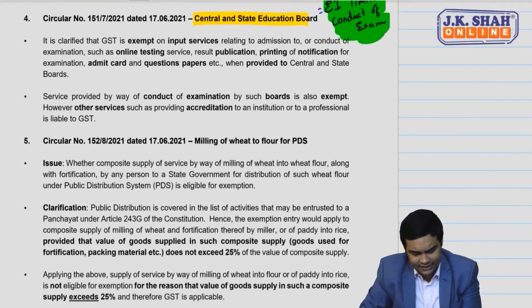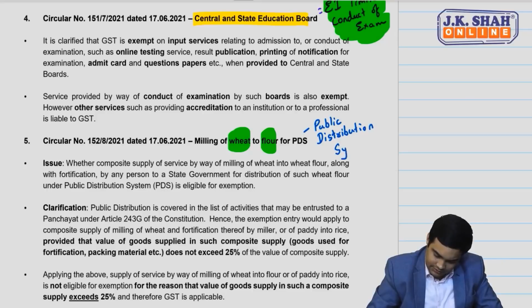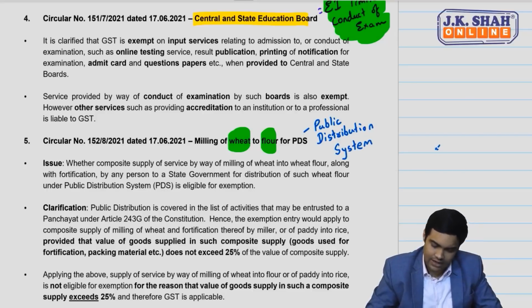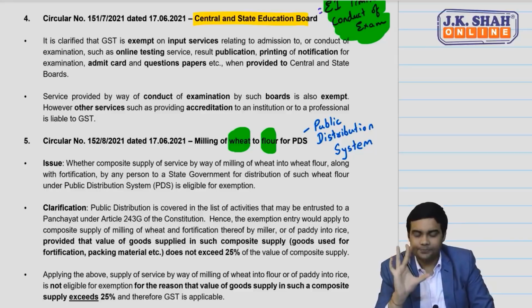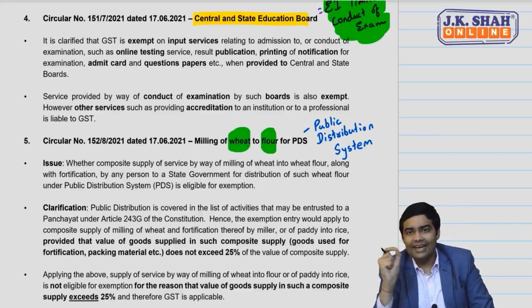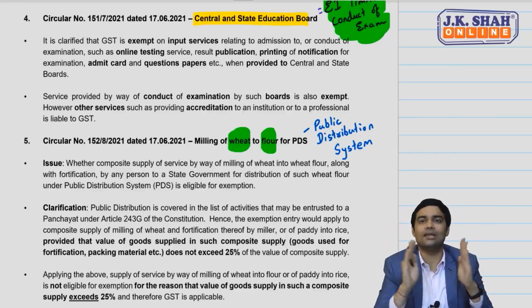Now, again a very interesting circular, which is milling of wheat into flour for PDS. What is PDS, people? Public Distribution System. Now, understand this. There is an exemption entry related to government. Which one, sir? Any pure service provided to government relating to a function entrusted under 243G or 243W of the Constitution is exempt. Pure service or composite supply where goods element does not exceed 25%. In such cases, exemption will be available.